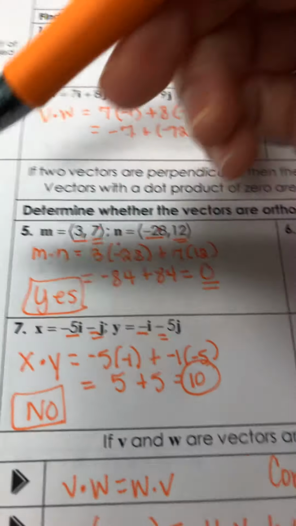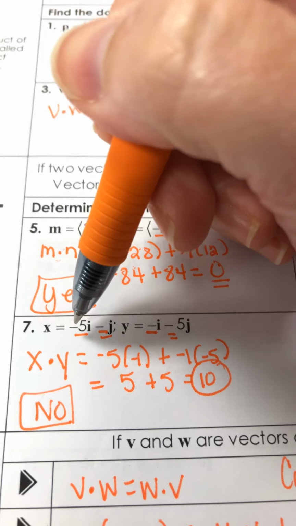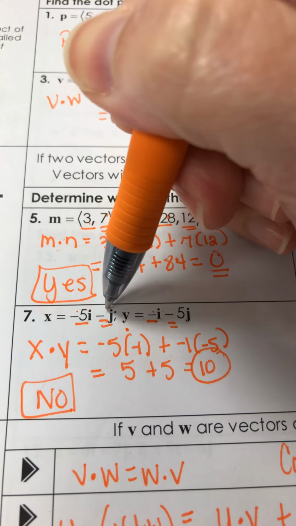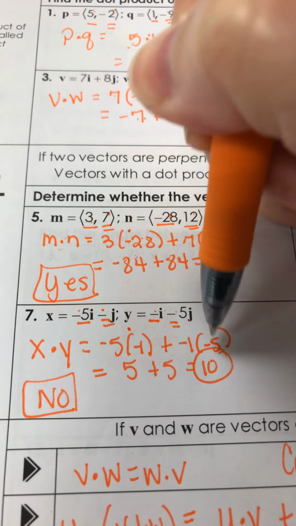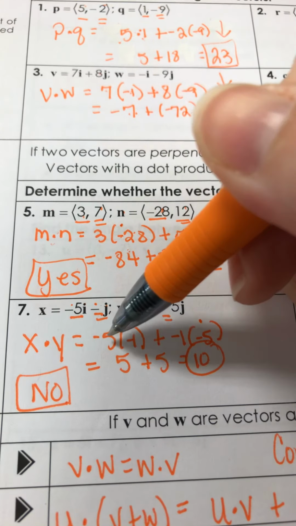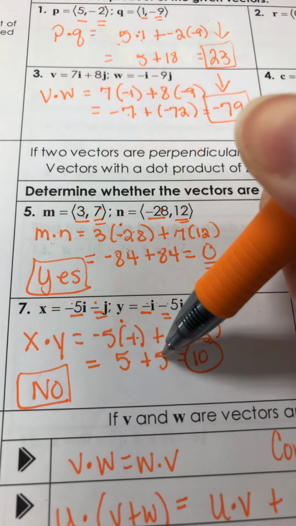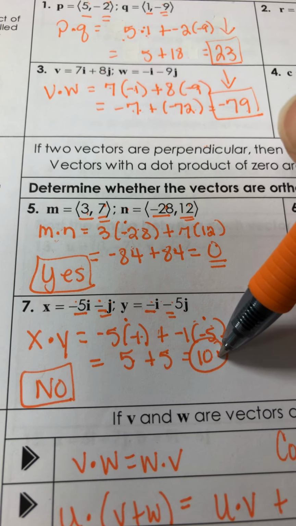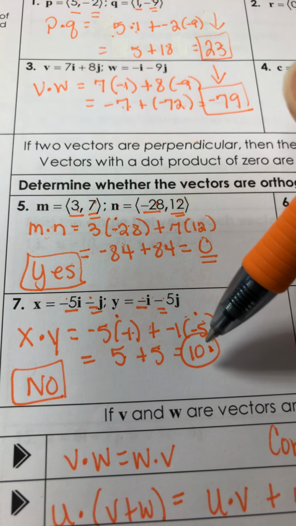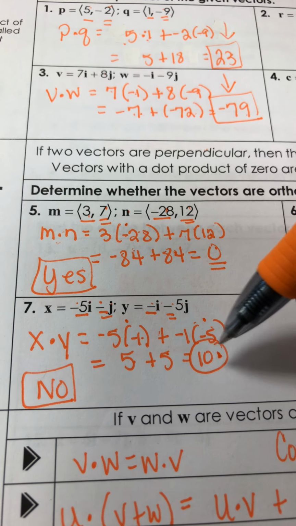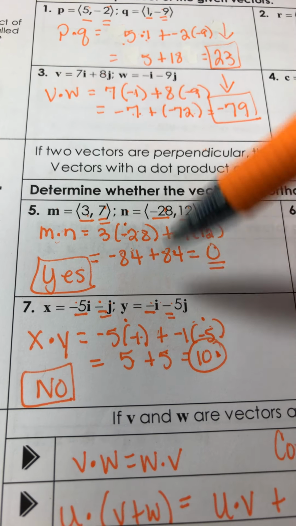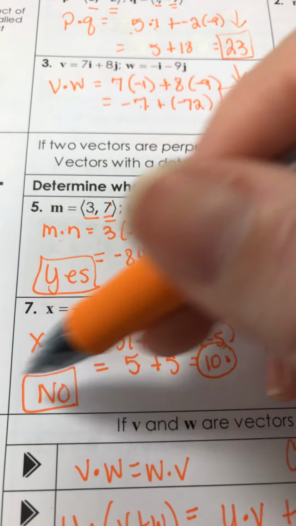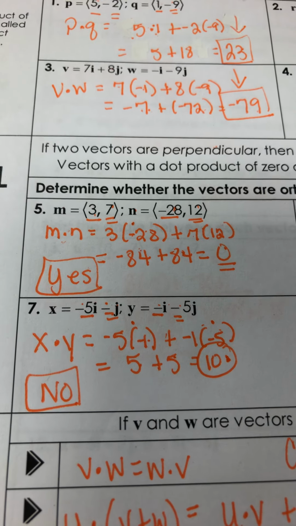Now this is written in i and j form, so multiply your i's, -5 times -1, and then multiply your j's, -1 and -5. That's going to give you +5, and that's going to give you +5, then add them together to get 10. So my dot product is equal to 10, which is a scalar, a real number. It's all well and good. The only thing that is telling me is that my two vectors are not perpendicular, so they're not orthogonal, so I can just put no there.